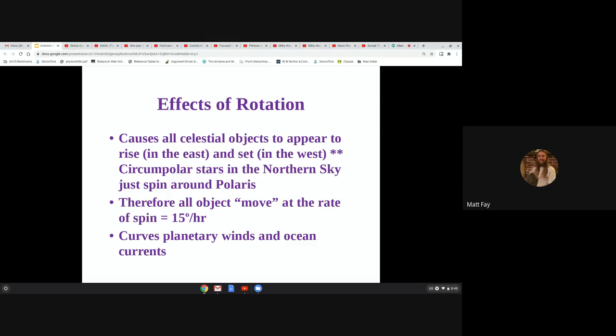Okay. The other thing that rotation does, this last piece here, is it makes things that are moving on the surface get deflected. So just if you were running on a floor that was spinning, it'd probably knock you on your side. Well, the winds that move over the surface of the Earth and the ocean currents that move over the surface of the Earth get knocked on their side, or they get deflected because they're moving on a spinning Earth. And we have evidence of those things.